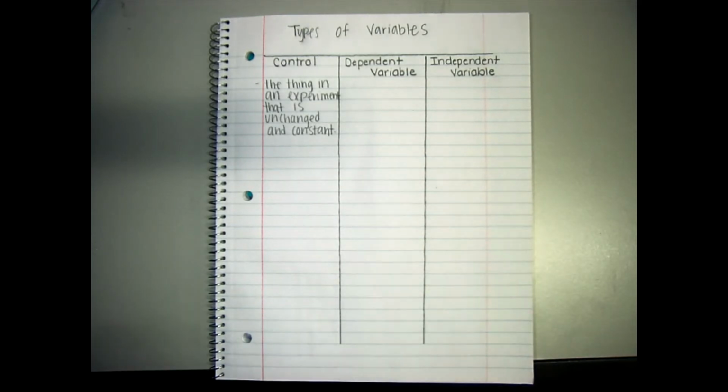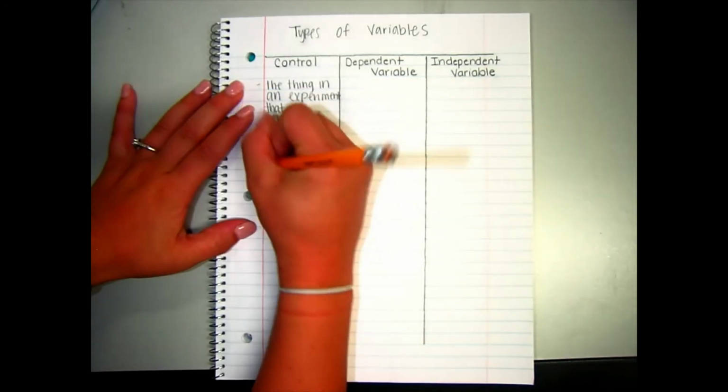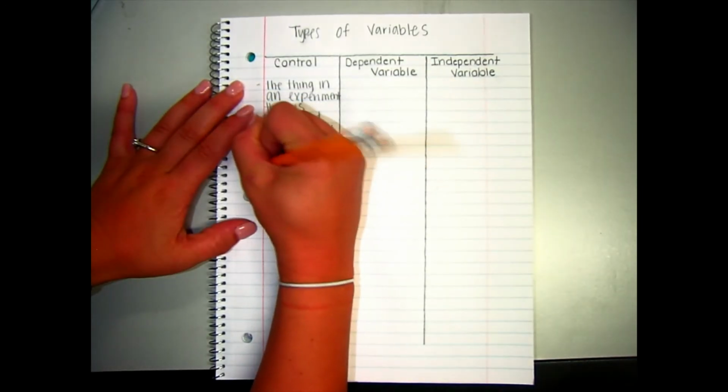For example, in our experiment, our constant variables would be the type of bread, that it was stored in the same type of environment, meaning the same room temperature. It was enclosed in a Ziploc bag. Those things were all kept the same to try and get reliable results. So we're going to write that. I'm going to put this down here.